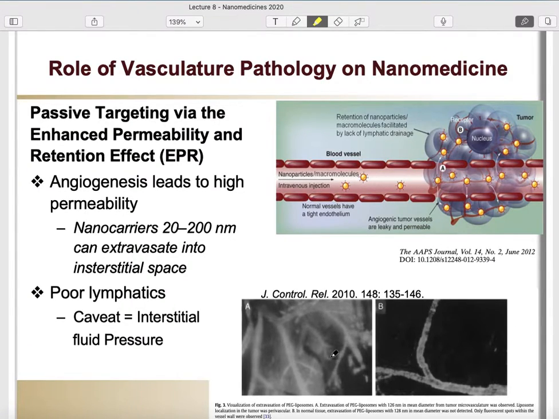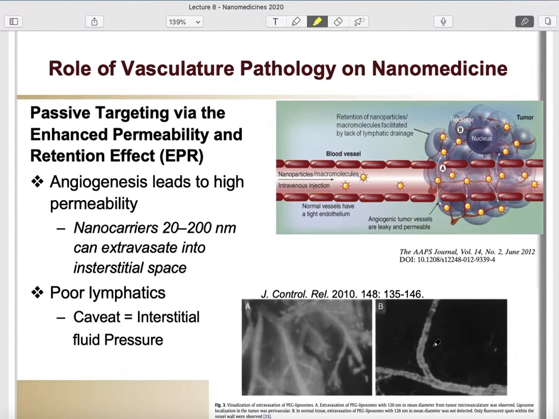On the bottom, what I am trying to show here is an actual experiment showing the ability of a tumor blood vessel on the left to enable the extravasation of liposomes. These are pegylated liposomes that have a size of 126 nanometers. And in the tumor microvasculature, you can observe that the whitish is the liposome. We can observe that the liposomes have been able to extravasate from the blood vessels out to the surrounding tissue.